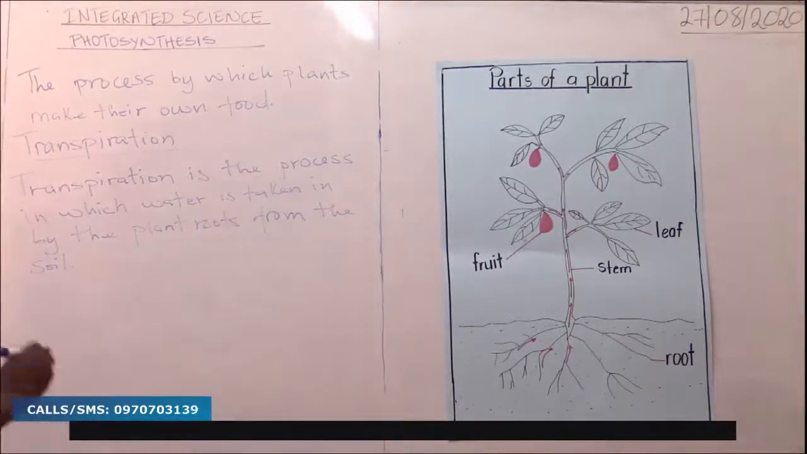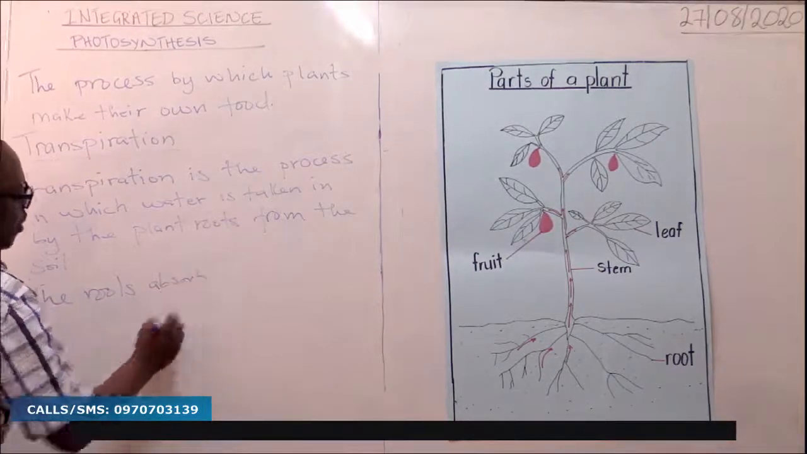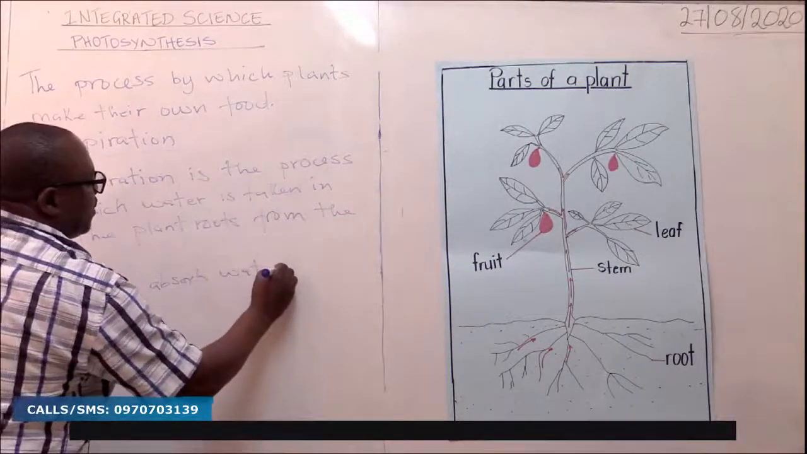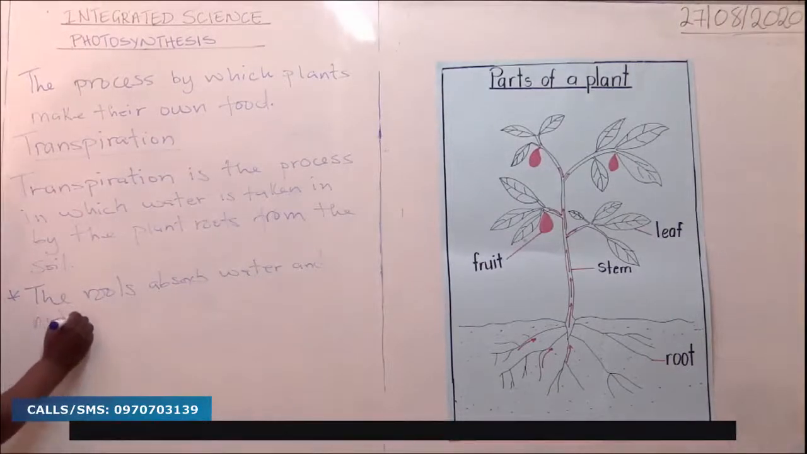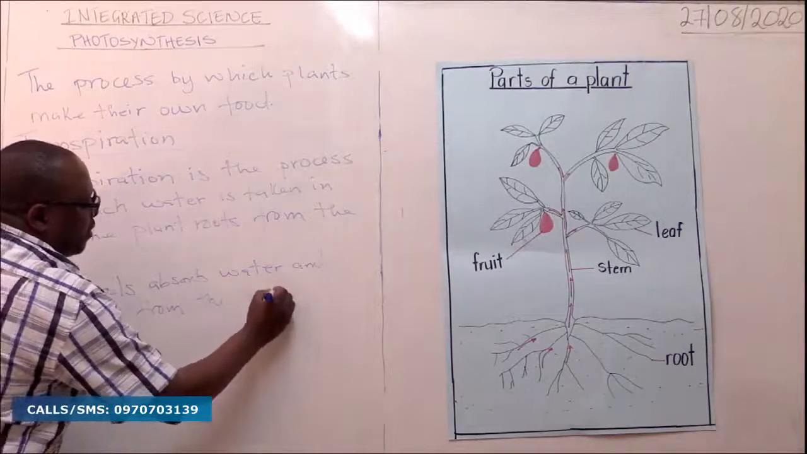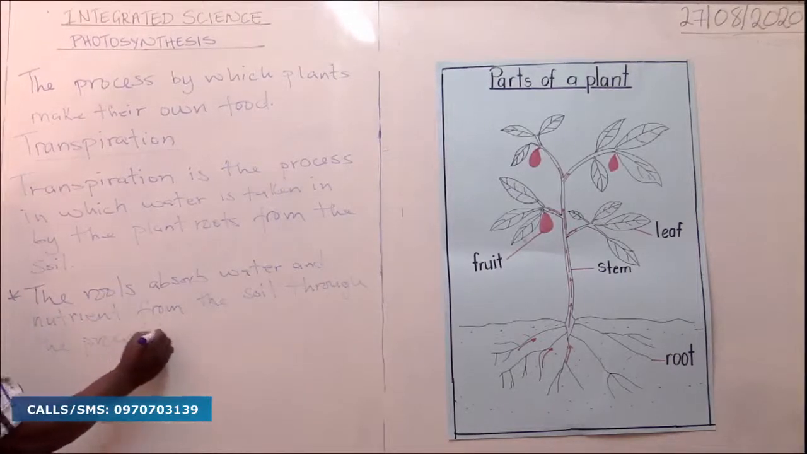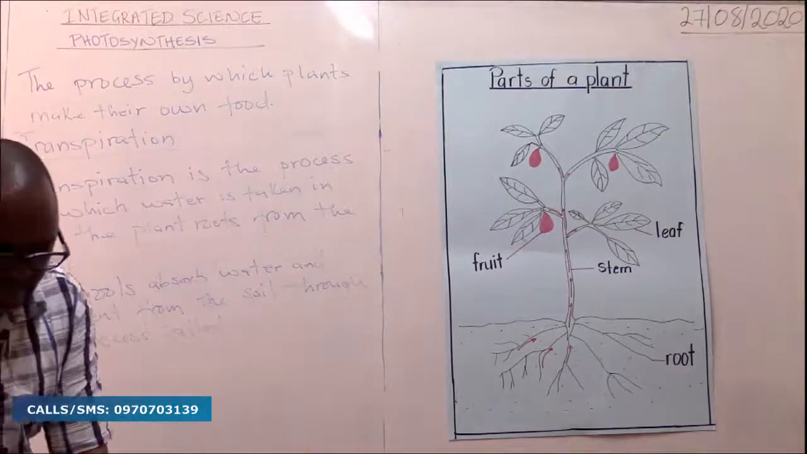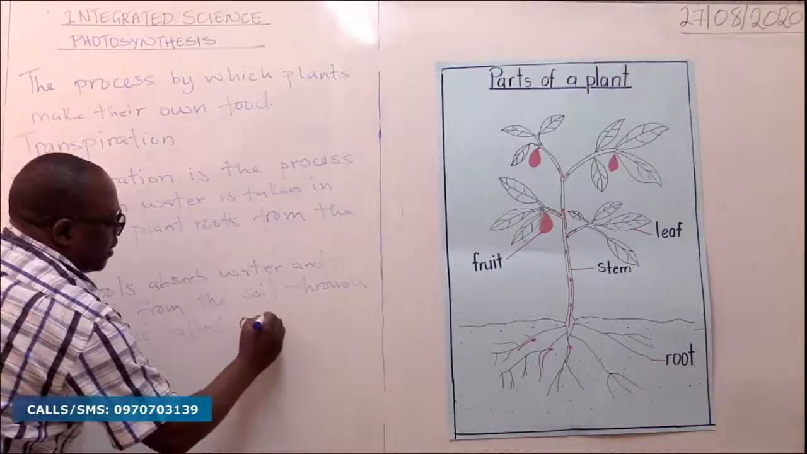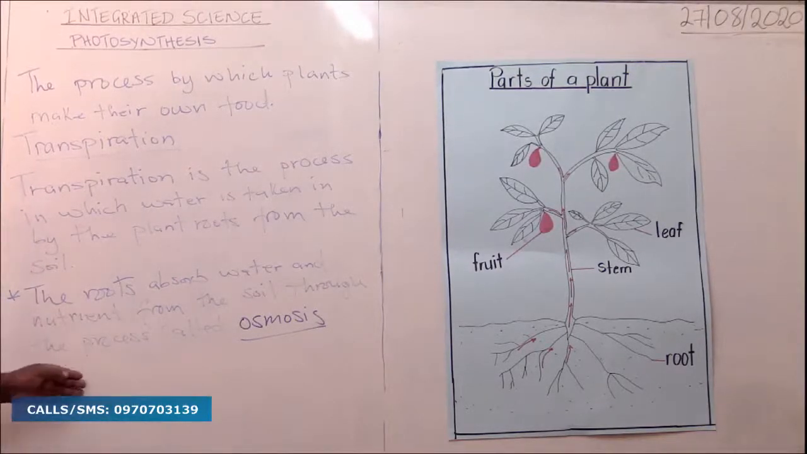Okay, so the roots absorb water and nutrients from the soil through the process called osmosis. Okay, the roots absorb through the process called osmosis. Okay, so we are going to go to another point.